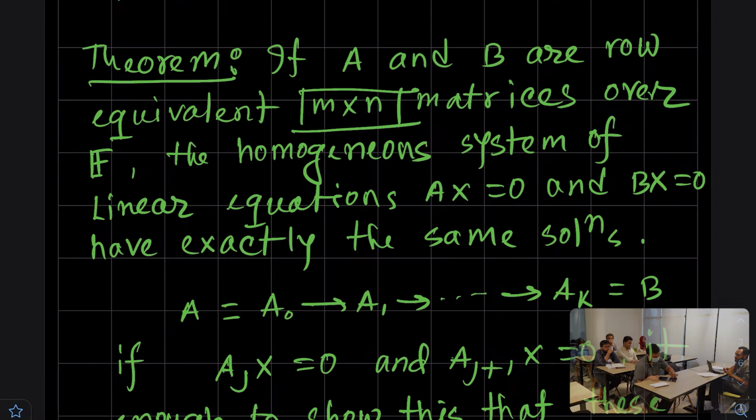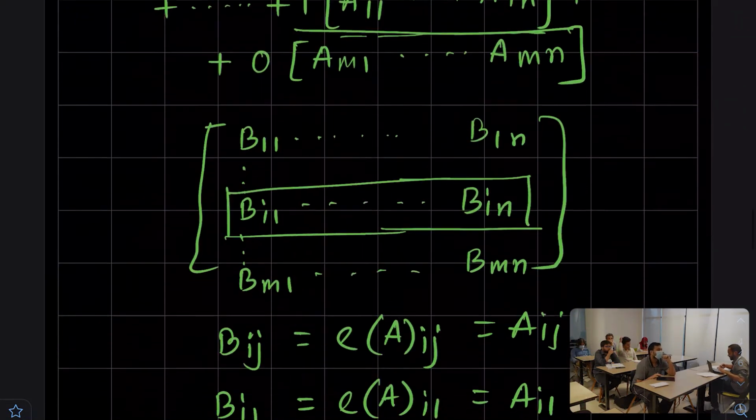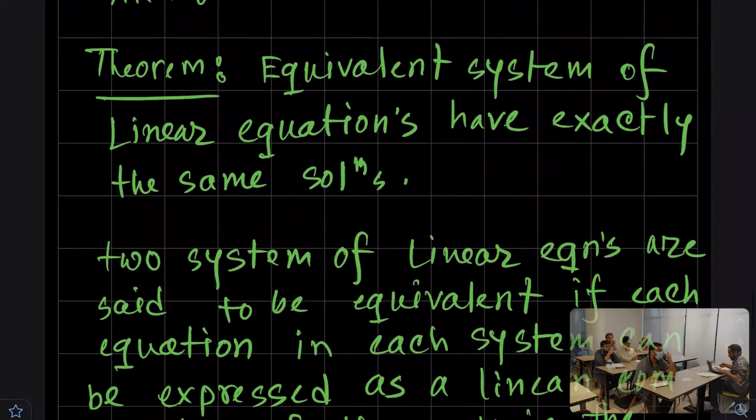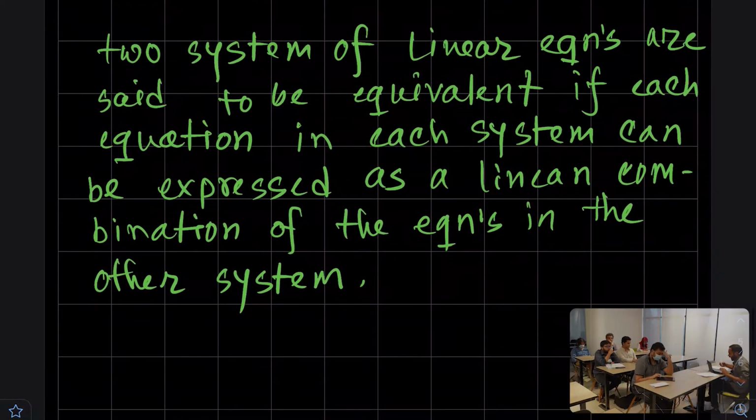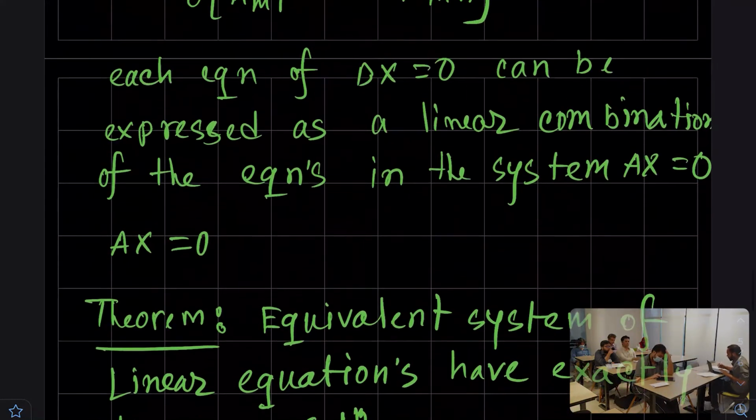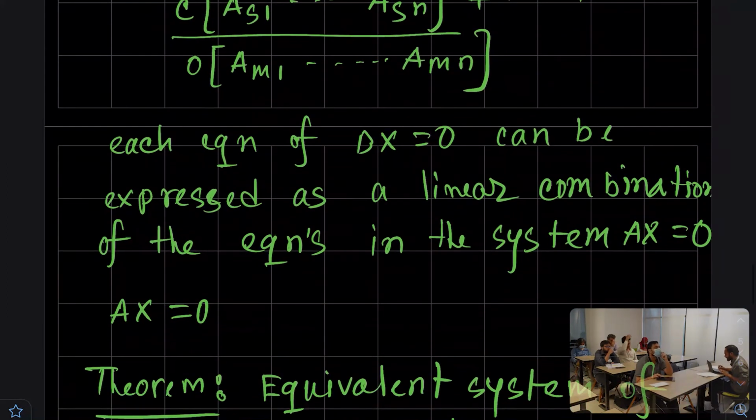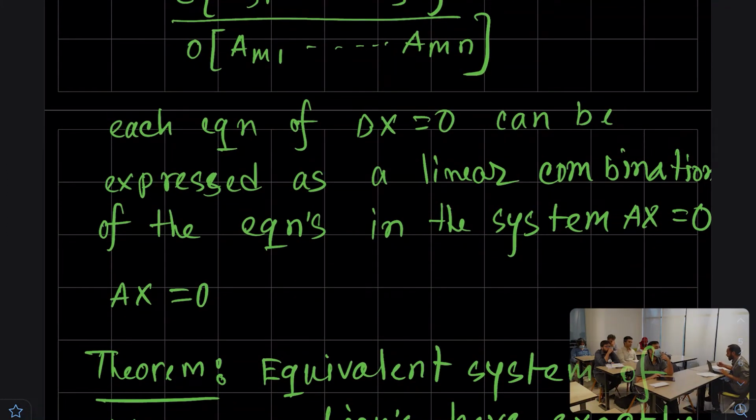Okay. Now, the theorem that you say, that equivalent systems of linear equations have exactly the same solutions, I don't think we proved that, right? You just stated it. We prove it, use this theorem now. So to prove it, from here you can see each equation of Bx equal to 0 can be expressed as a linear combination of the equations in the system Ax equal to 0.